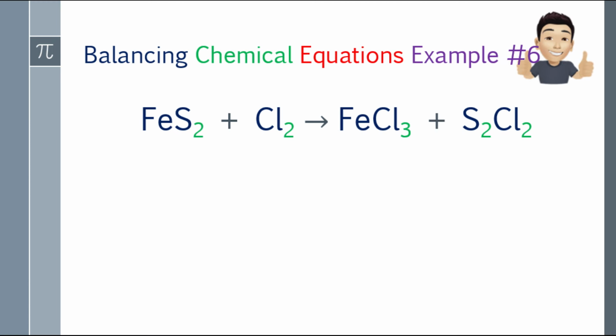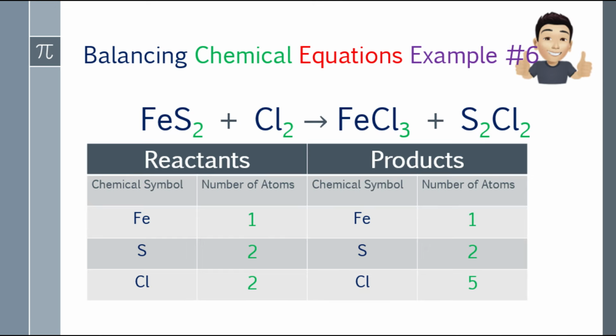Alright, so last example tayo. What if we have iron sulfide plus chlorine gas is equal to ferric chloride plus disulfur dichloride? So again, you have to construct the table for the reactants and products, chemical symbol, and number of atoms. So may 1, 2, 2 for the iron, sulfur, and chlorine respectively for the reactant side, and 1, 2, and 5 for the iron, sulfur, and chlorine again for the product side naman. Mapapansin nyo, okay, yung dalawang elements natin, balance na, yung chlorine na naman ang hindi. So again, gagamit tayo ng fraction dito.